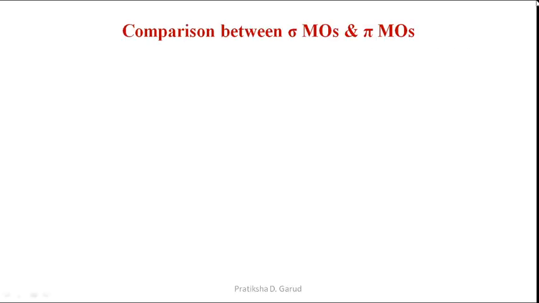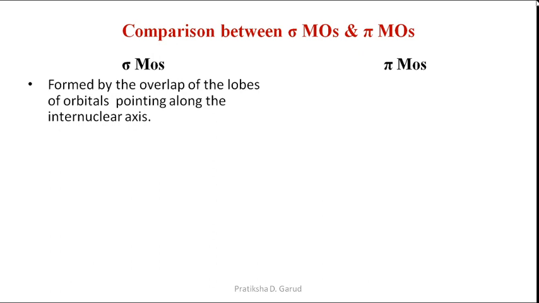Okay, so let us move to the next point, that is comparison between the sigma MOs and pi MOs. Sigma molecular orbitals and the pi molecular orbitals. So first is the sigma molecular orbital, second is the pi molecular orbital. In case of the sigma molecular orbital, we can say that they are formed by the overlap of the lobes of orbitals pointing along the internuclear axis. So when the lobes of orbitals are pointing along the internuclear axis, they form the sigma bond.